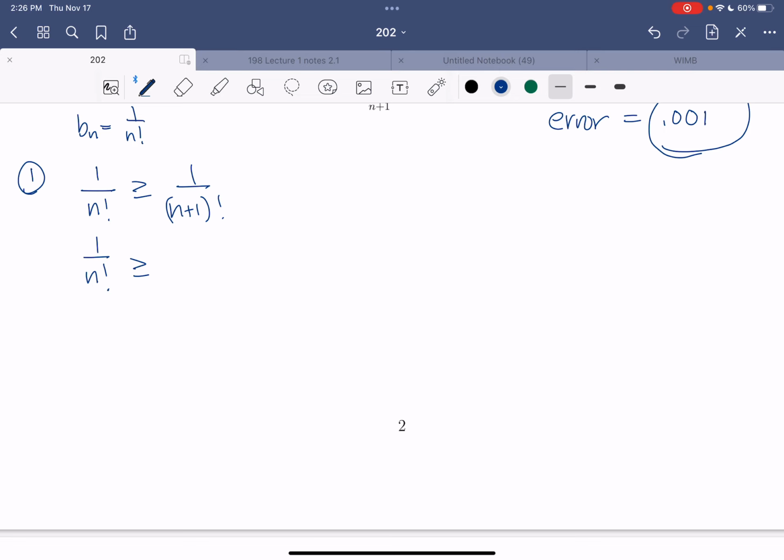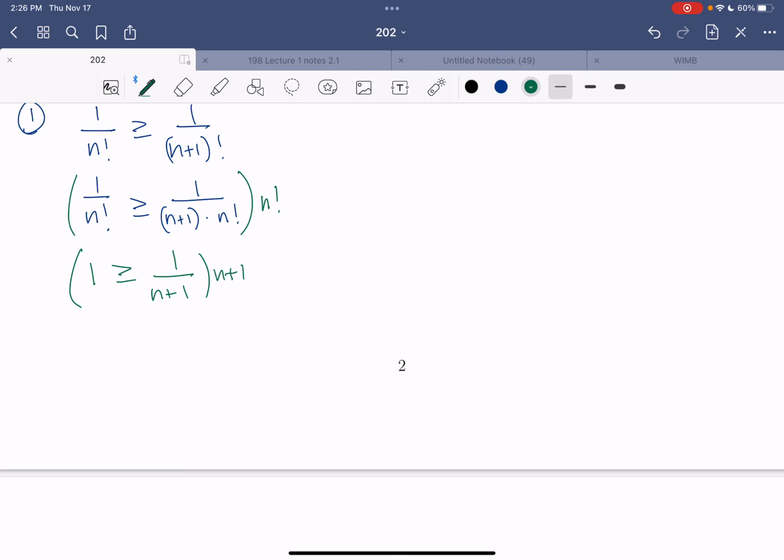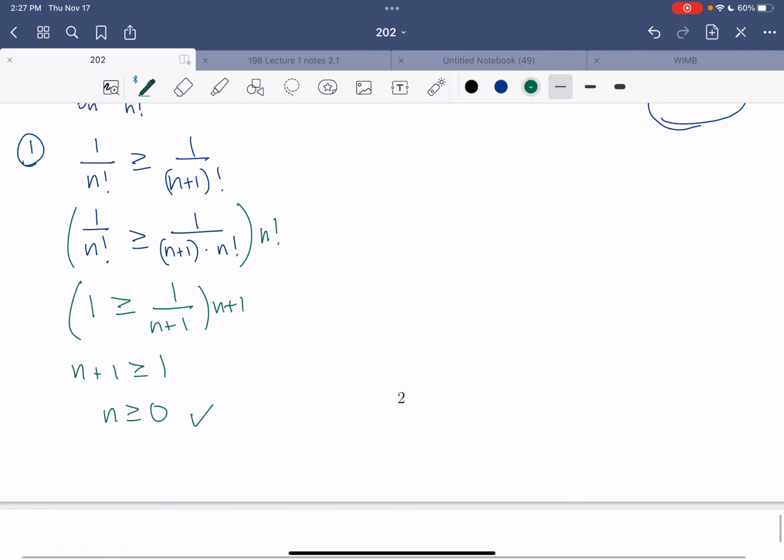And the way that we do this is n plus 1 factorial is n plus 1 times all the numbers smaller than it. So that's the same as n plus 1 times n factorial, right? N factorial is n with all the numbers smaller. So if you multiply that by n plus 1, you get n plus 1 factorial. Now if I multiply both sides by n factorial, I get 1 is greater than or equal to 1 over n plus 1. Multiply both sides by n plus 1, and we get that n plus 1 is greater than or equal to 1. Subtract your 1s, and it's true for all n greater than or equal to 0. So that means that it's decreasing.